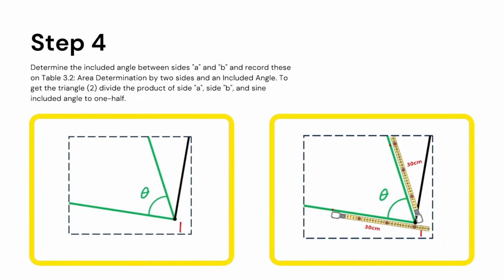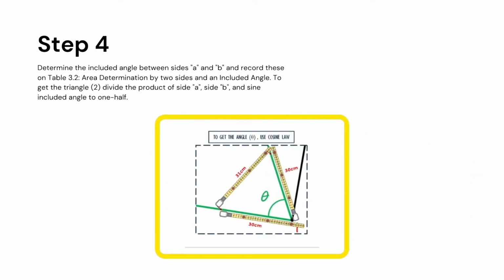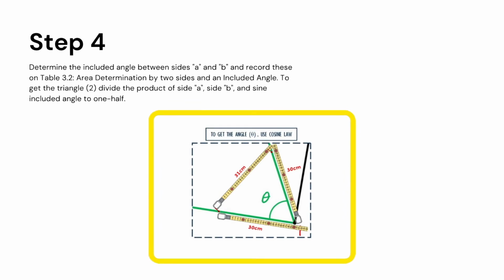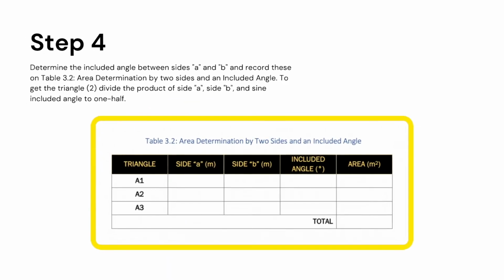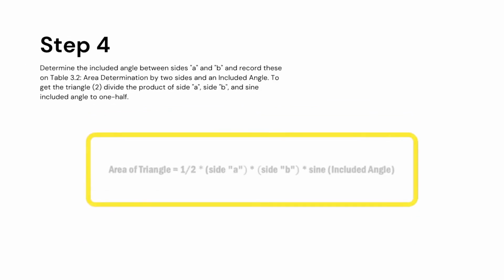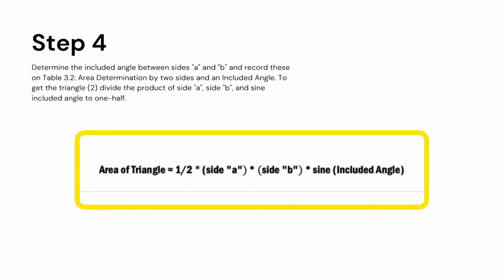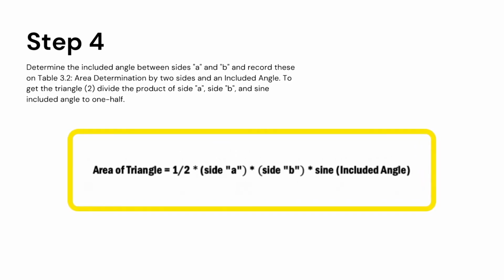For the fourth step, we will determine the included angle between sides A and B and record this on Table 3.2. To get the area of the triangle, multiply side A, side B, and the sine of the included angle by 1/2.